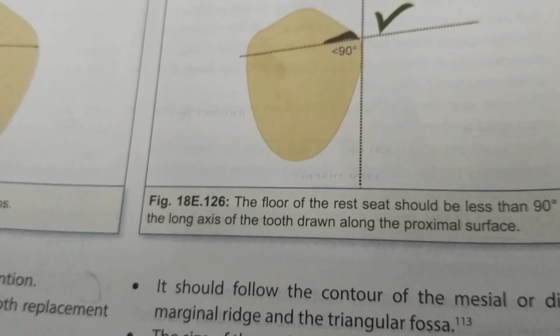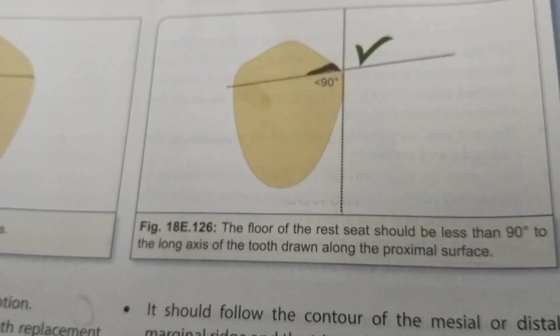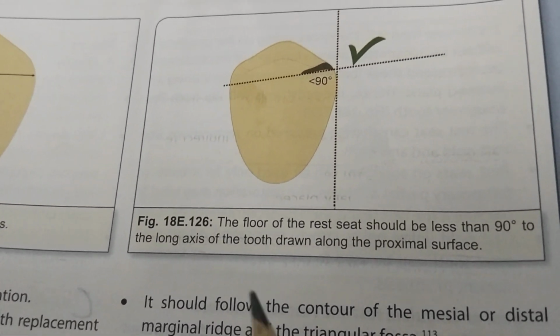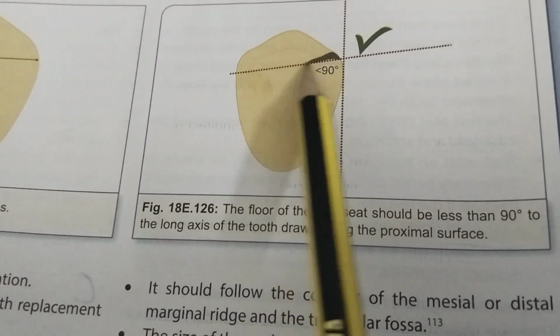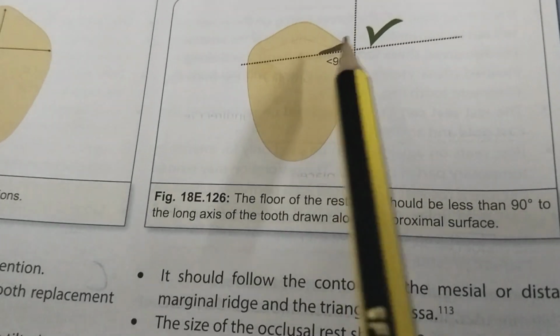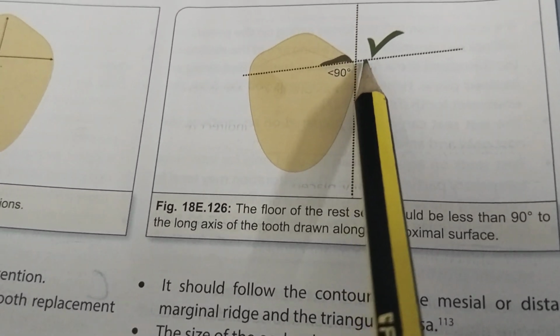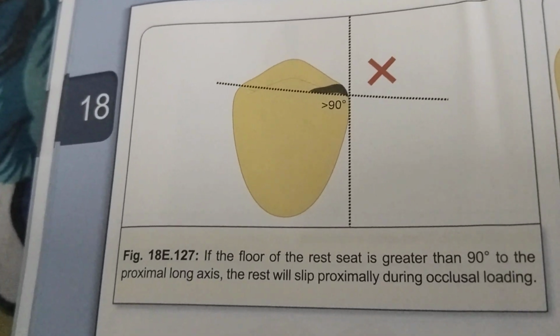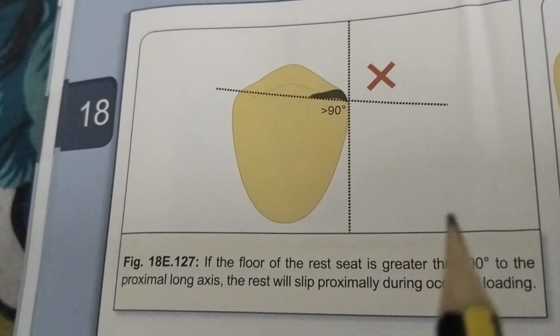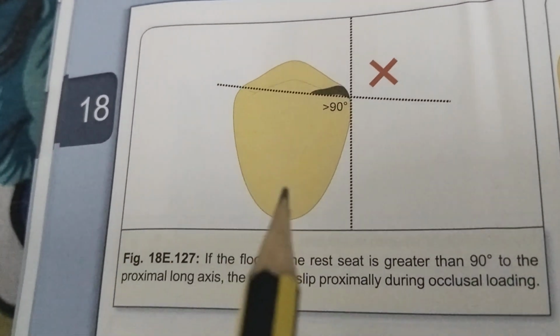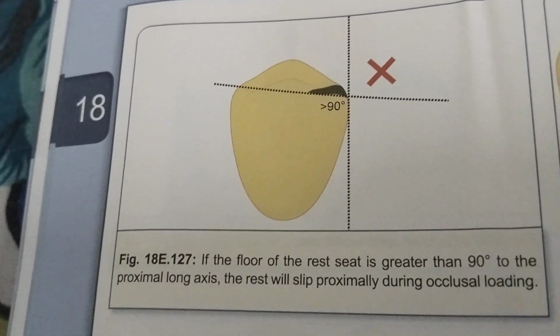There's one more thing that you need to know under this topic, that is the floor of the rest seat should always be less than 90 degrees to the long axis of the tooth drawn along the proximal surface. If it is greater than 90 degrees, the occlusal rest will slip proximally during the occlusal loading.